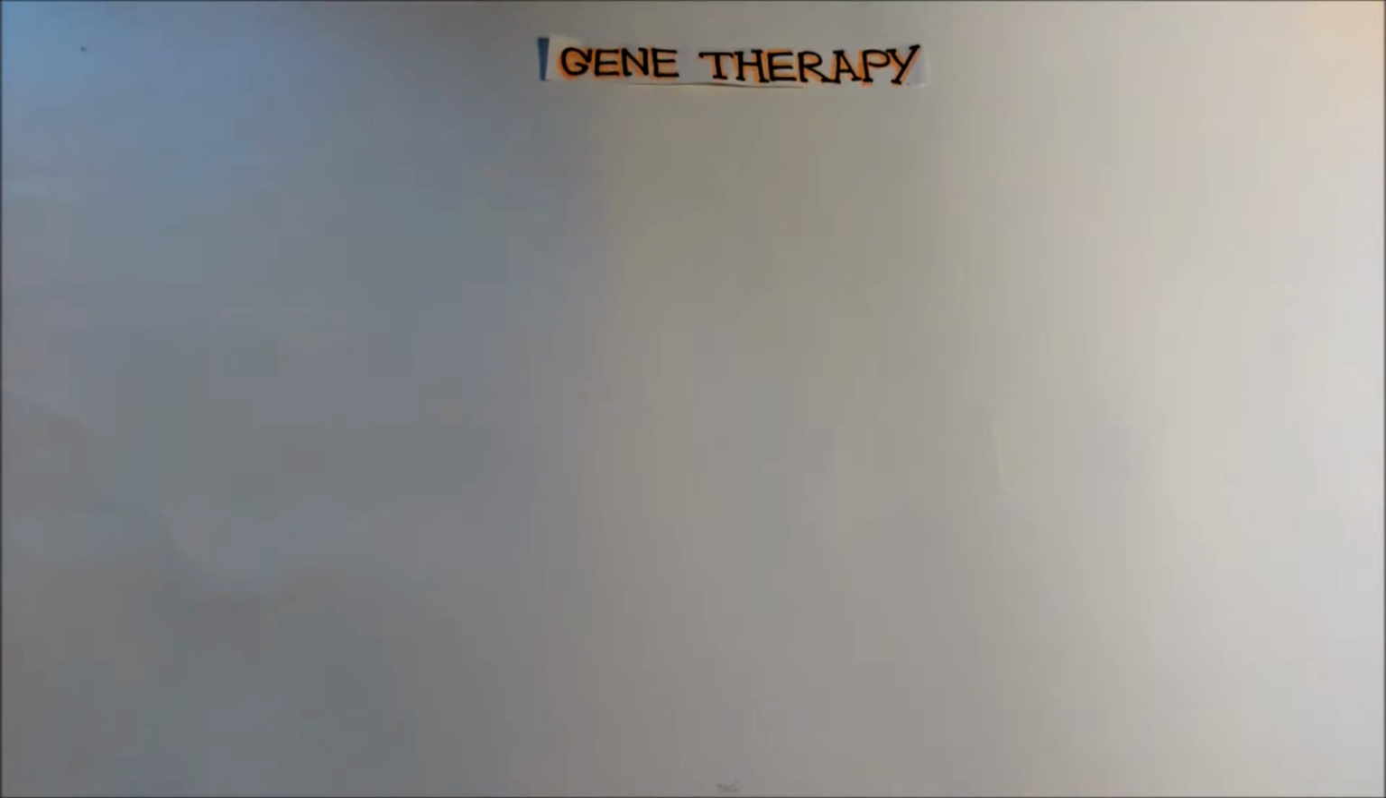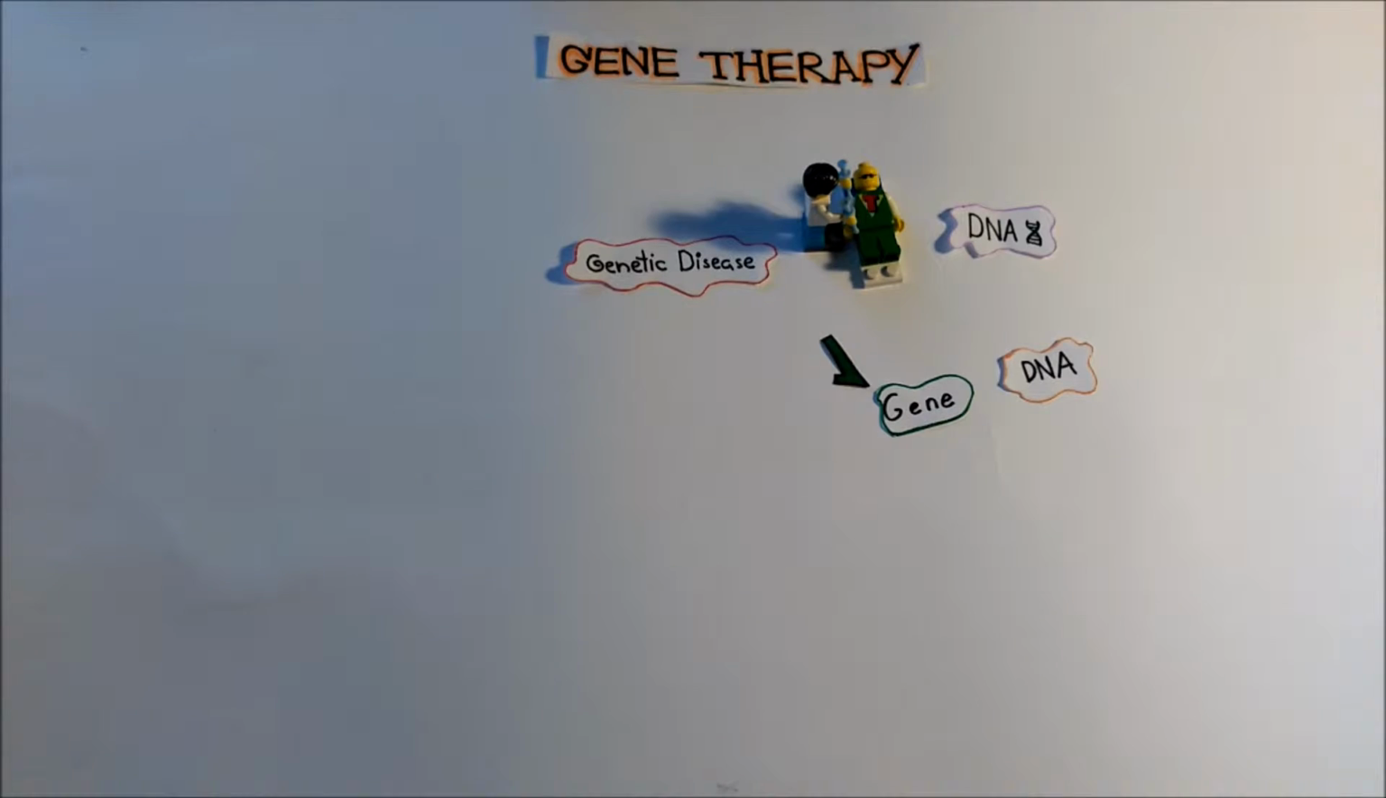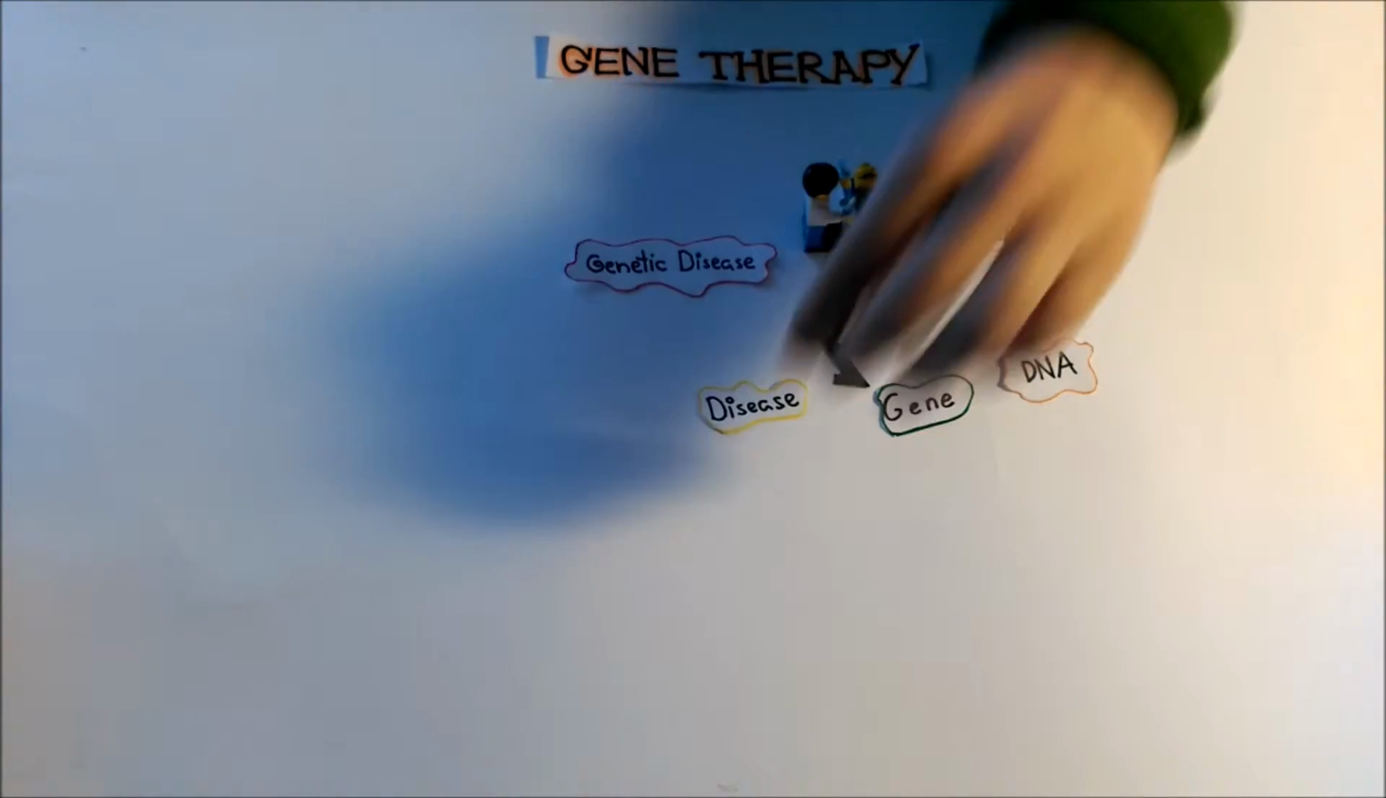Gene therapy is when DNA is introduced into a patient to treat a genetic disease. The new DNA usually contains a functioning gene to correct the effects of the disease-causing mutation.